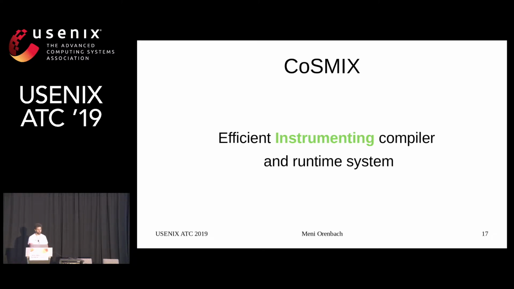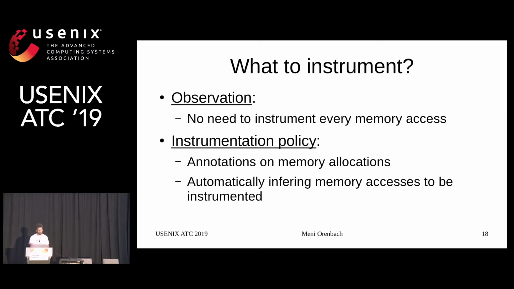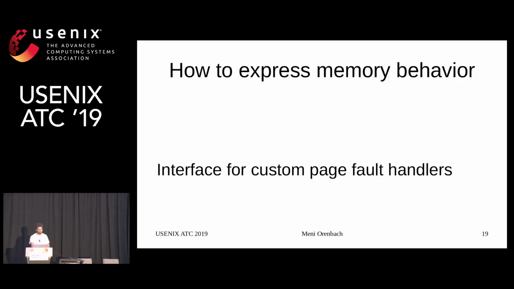CoSMIX is an efficient instrumenting compiler and runtime system. Our basic observation in this work was that we don't really need to instrument every memory access. Take, for example, the memory mapped files. We don't need to instrument stack memory, right? So we decided on an instrumentation policy that reduces the overhead on the programmers. They only need to annotate memory allocations that define the memory semantics of those memory regions. And CoSMIX will automatically infer the memory accesses that need to be instrumented and how.